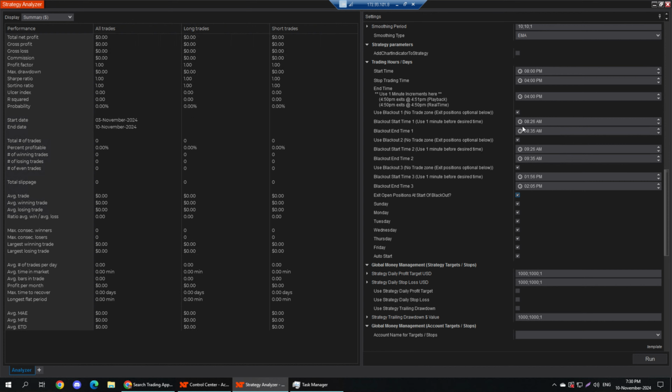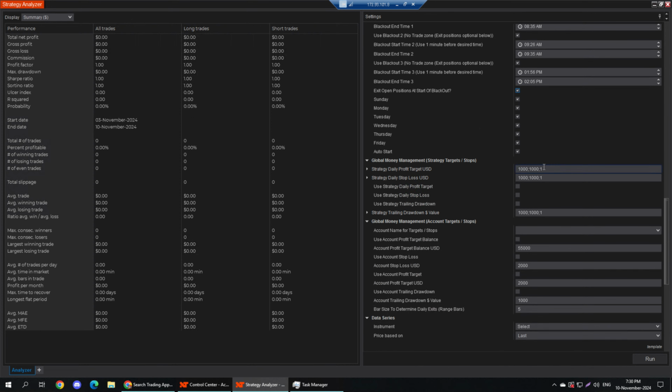Because we've all seen how the market can go absolute apeshit during certain times of the day. And the whole order management system of NinjaTrader really struggles to work with a strategy that's got a lot of different things in it and manage that all effectively. So it's best to try and avoid those types of times.